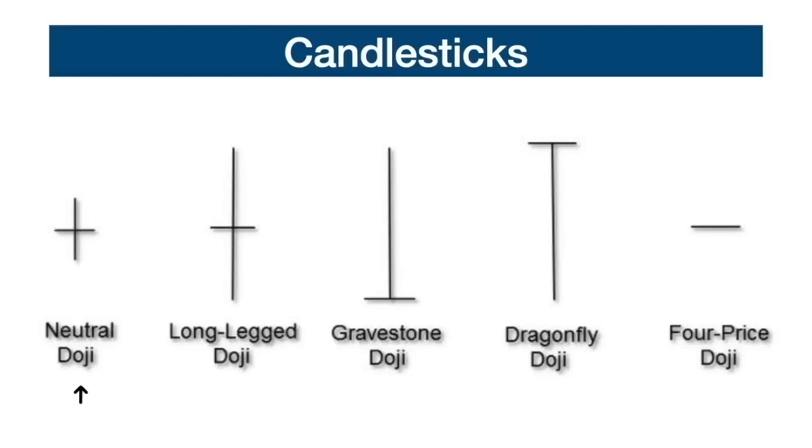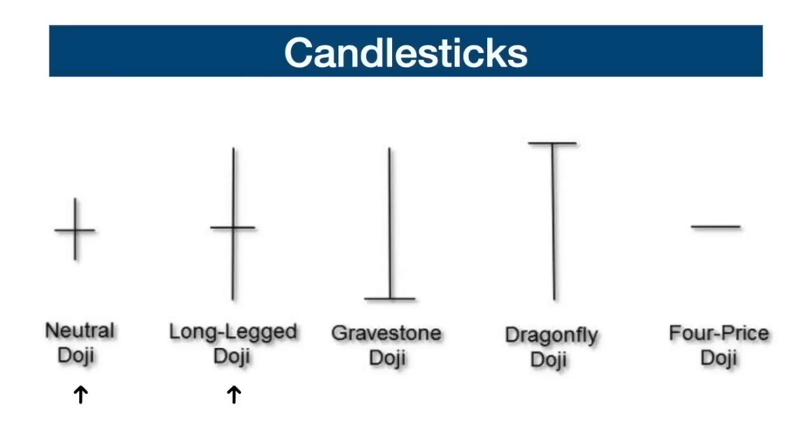Doji candles indicate indecision, meaning that neither buyers nor sellers were able to gain control, with a result that is essentially a draw between the bulls and the bears. The candle moves quickly in one direction, or in both, and closes very near to the opening price. There are four main types of doji candles: the long-legged doji, the dragonfly doji, the gravestone doji, and the four-price doji. The long-legged doji has a long upper and lower shadow which is almost equal in length.